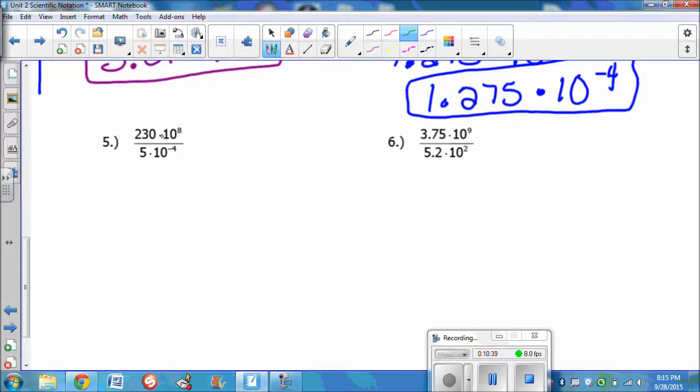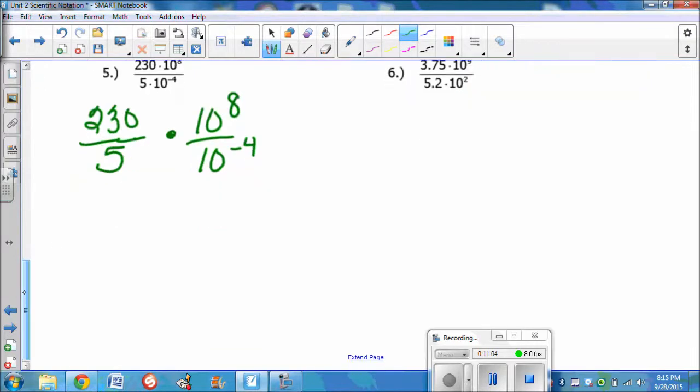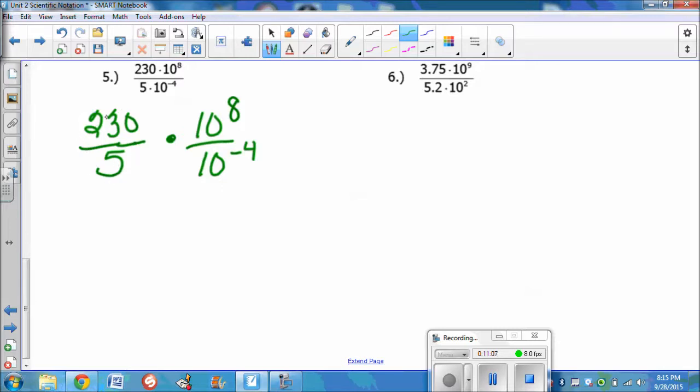I have 230 times 10 to the 8th divided by 5 times 10 to the negative 4. So I'm going to split that up. So 230 divided by 5, those are my coefficients, times 10 to the 8th divided by 10 to the negative 4. I just made them coefficient divided by coefficient, powers of 10 divided by powers of 10. And let's go to your calculator. Divide that coefficient. 230 divided by 5 should get you 46 times 10.